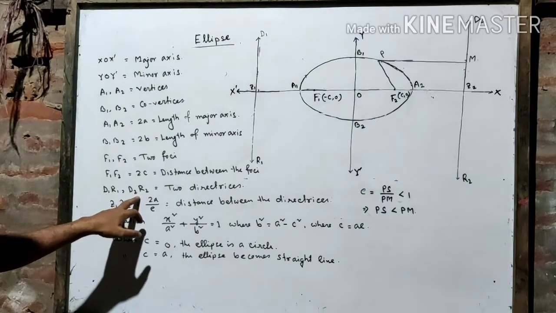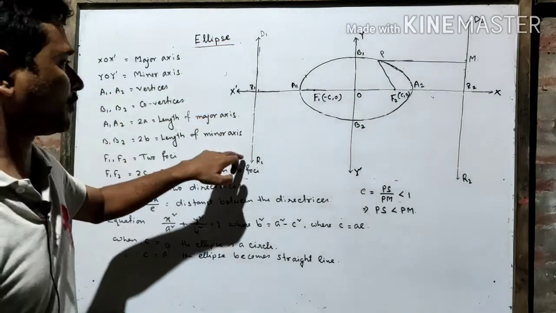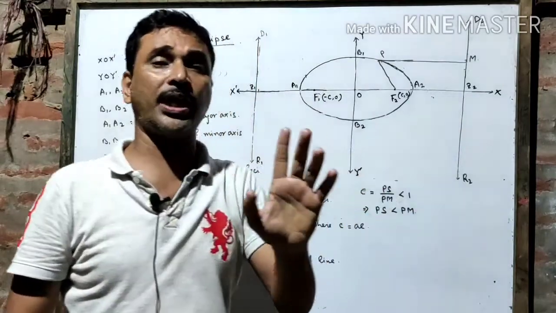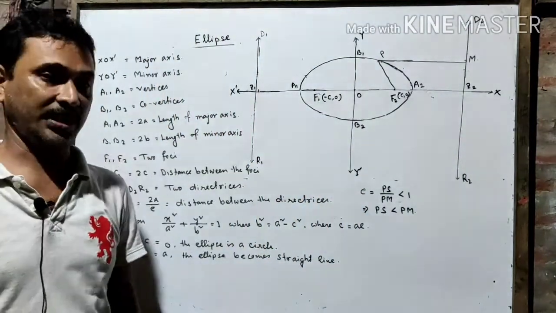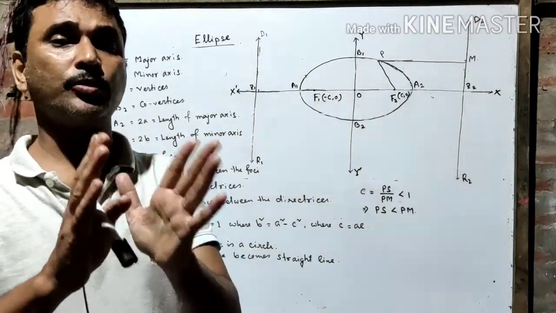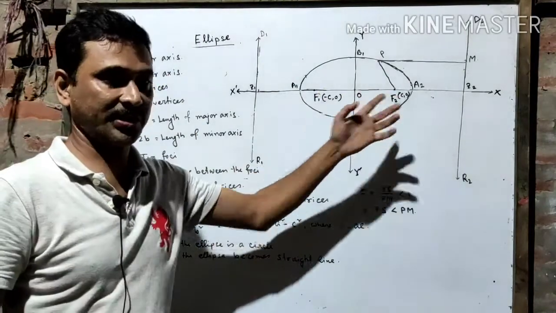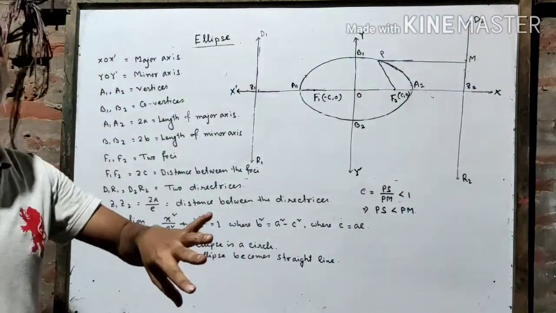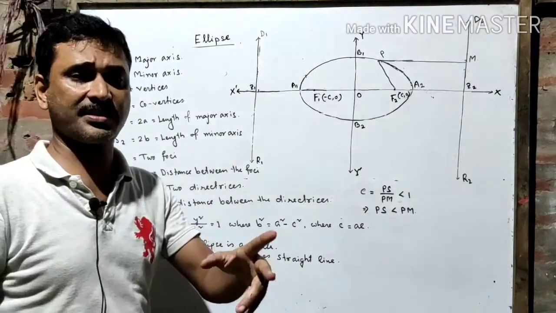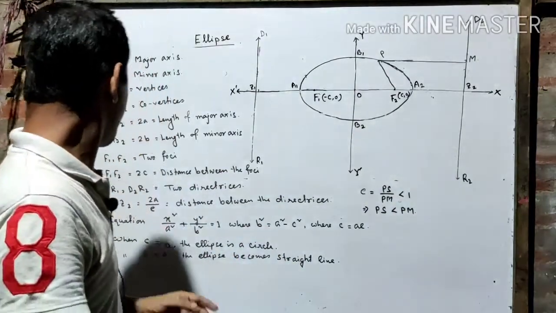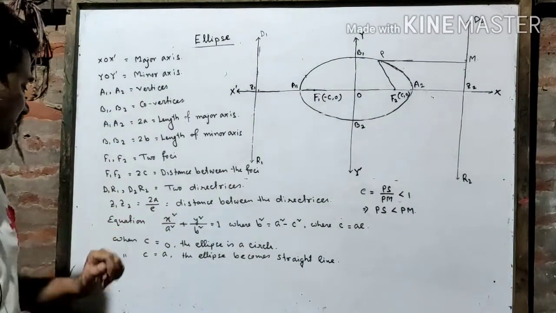Then D1, R1 and D2, R2 are the two directrices of the ellipse. So an ellipse has two directrices and two foci. Foci is the plural of focus and directrices is the plural of directrix.